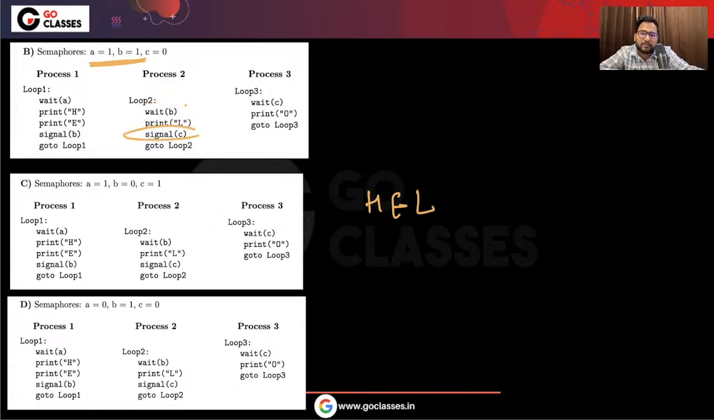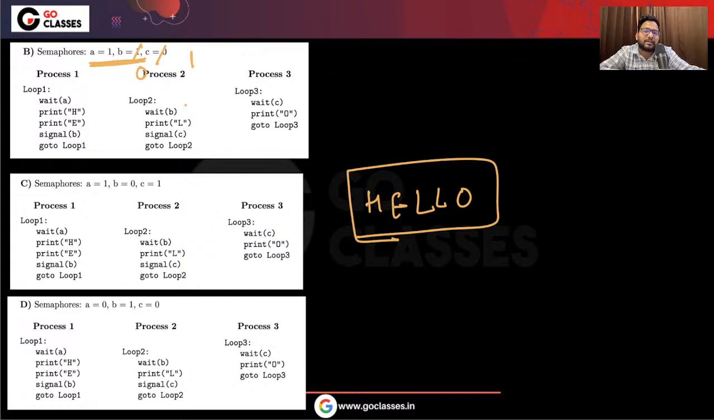And then signal C. Okay, you are doing wait B, and then probably you are doing signal C. Signal C means if you want, you can make it 1, and then you will be looping, right? So B will be 0, but if you want, you can just execute this, and then B will be 1. So I think you are able to print hello, right? But apart from hello, there is a chance that other things can also be printed. If you're directly starting from this, you can print other things also.